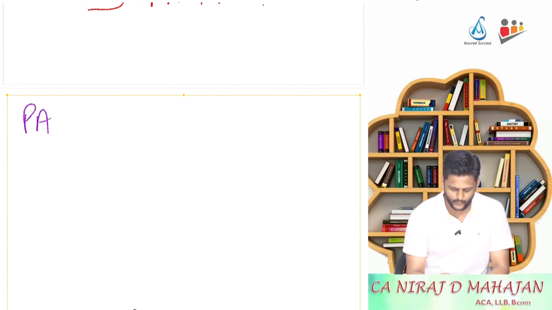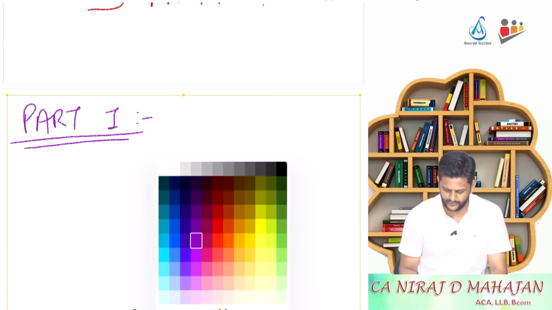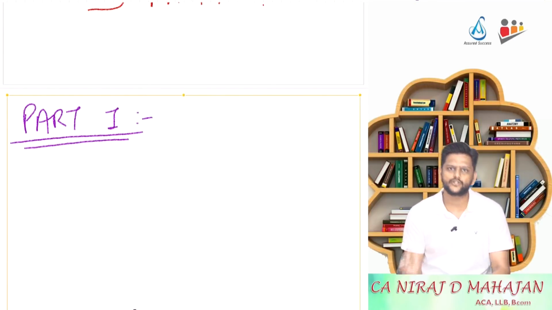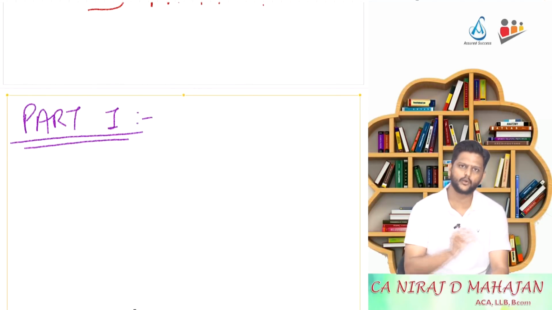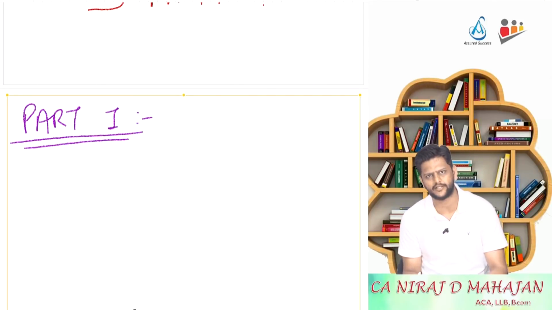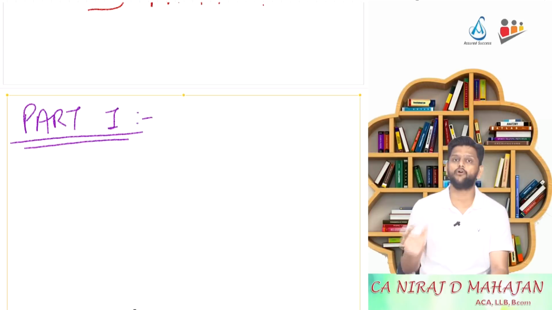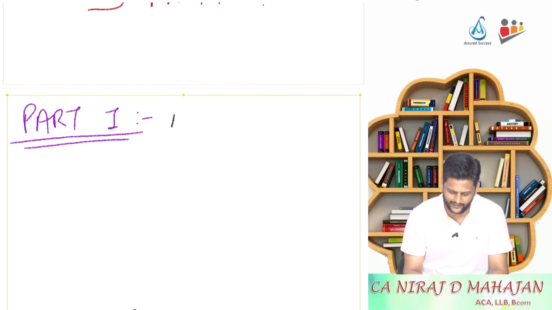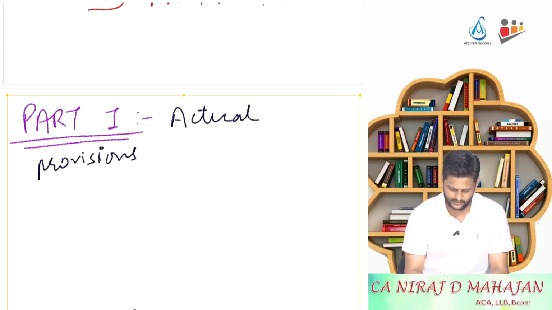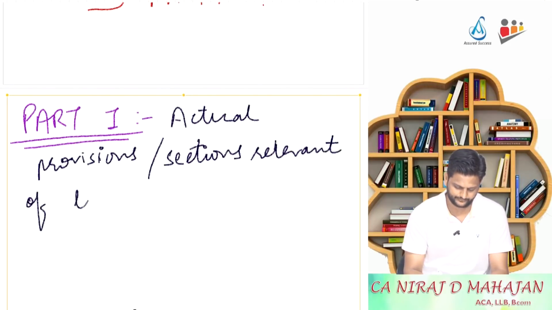Part 1 talks about the actual provisions of the law, the main part, the main content for what the question is asked. It might be a direct question or it might be a case study question. So this tip I am giving to you for case study types of question. Part 1 of your answer should be the actual provisions, that means the relevant sections of law.